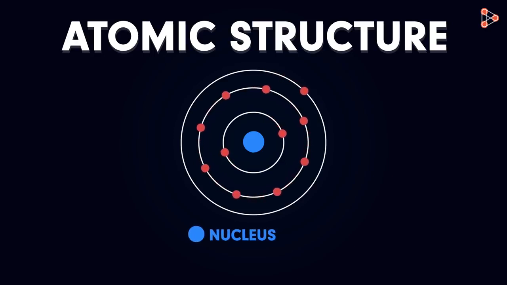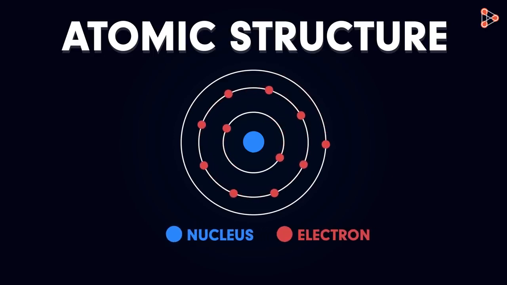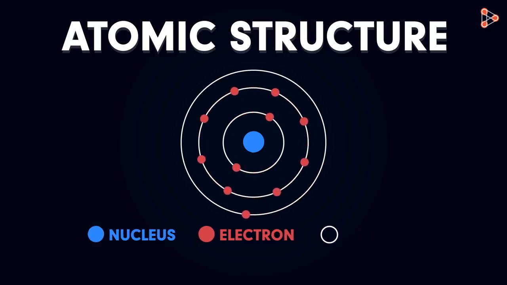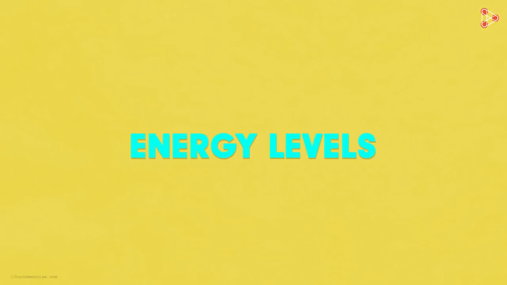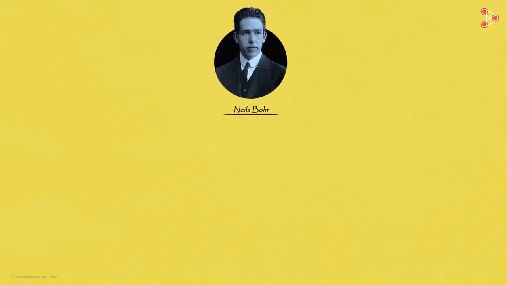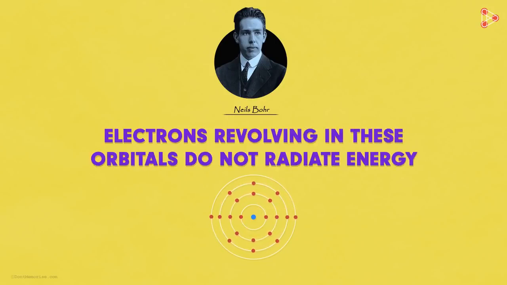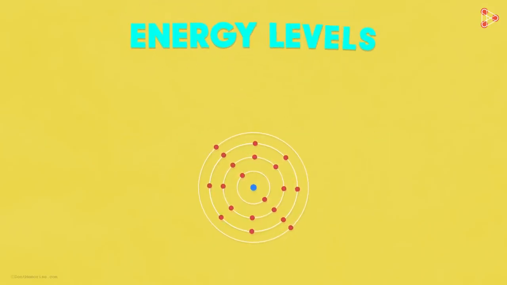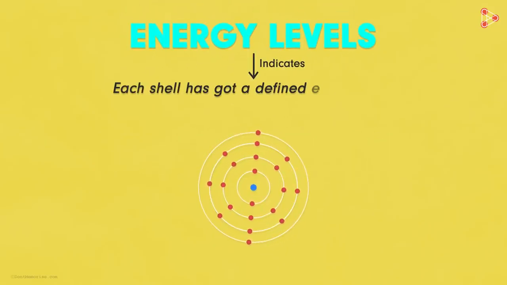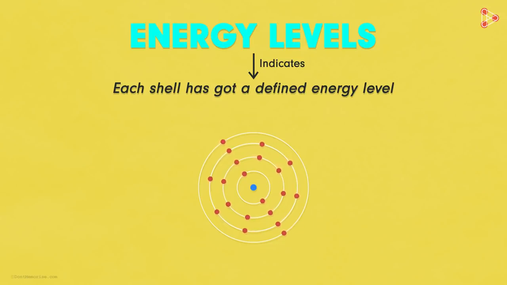The nucleus acts like the sun located at the center, and the electrons are like planets which revolve in fixed defined orbitals. These electron orbitals are referred to as shells or energy levels. Now the name energy levels gets us to an important concept. Niels Bohr suggested that the electrons revolving in these orbitals do not radiate energy. Now this is justified when we use the term energy levels, because it indicates that each shell has got a defined energy level. That means when the electrons revolve in these shells, they do not liberate any form of energy.